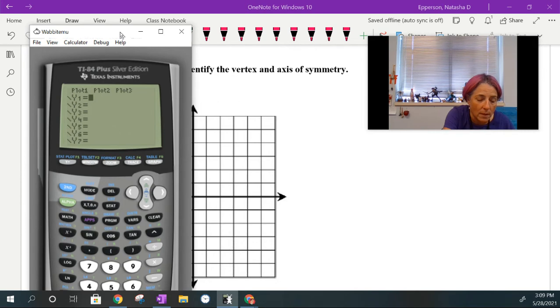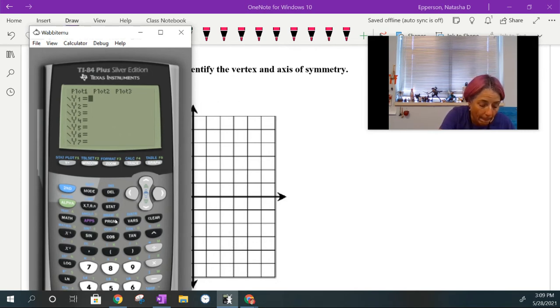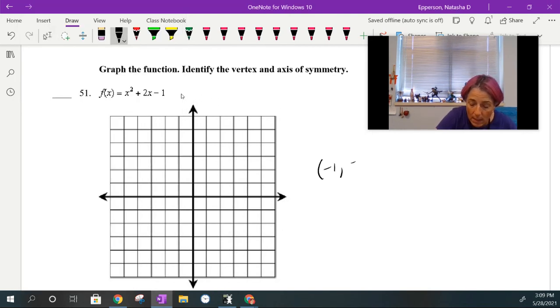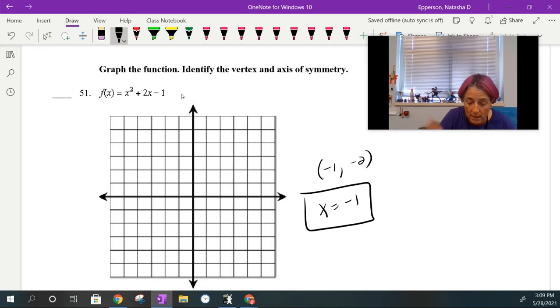This one's going to be fun because, let's look. X squared plus 2x minus 1, second graph. My vertex is right here at -1, -2. See how I have symmetric pairs? My axis of symmetry is going to be the x value in our vertex. That's it. This is our vertex.